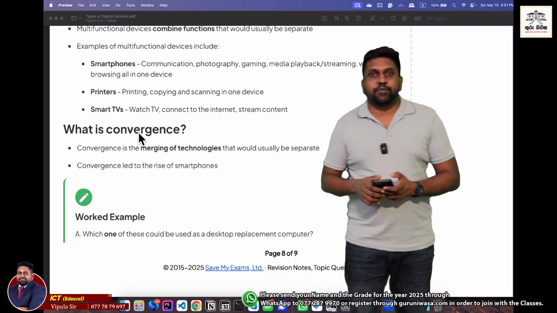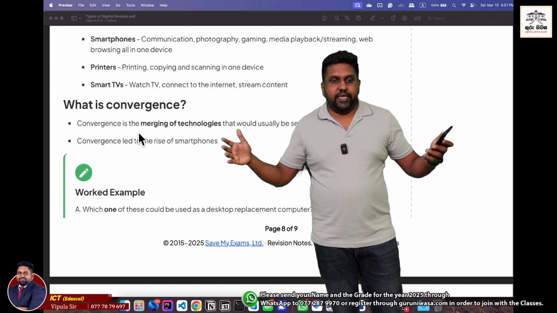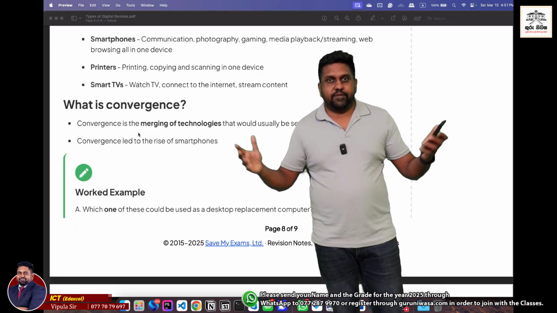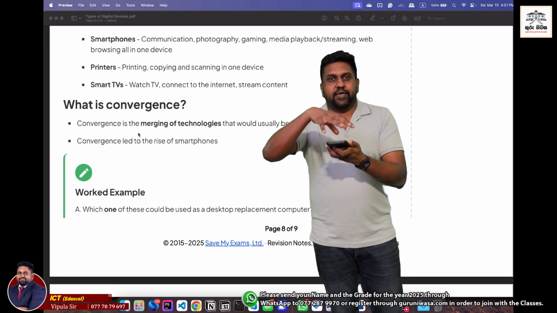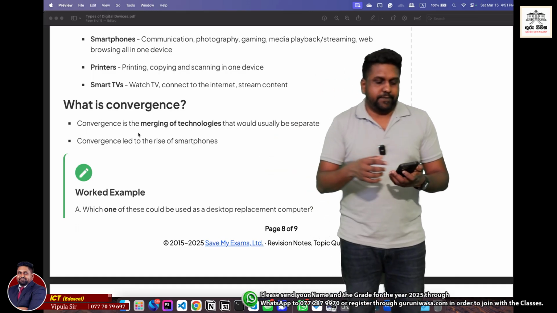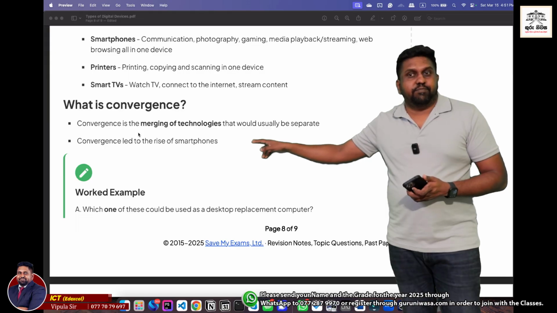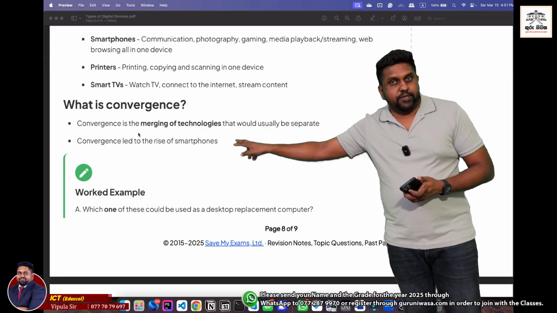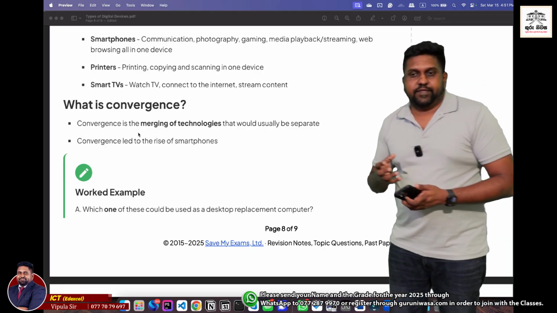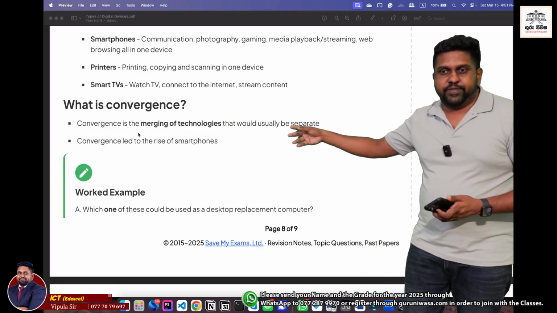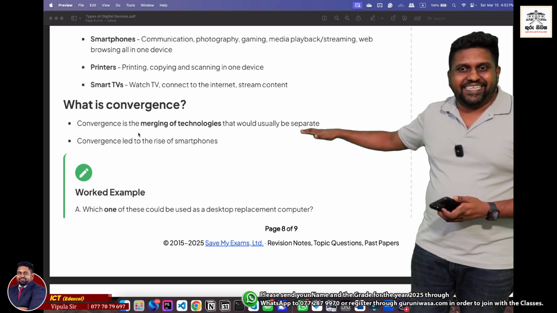Convergence means bringing together, merging into one. In this case, when we say technology convergence, that means merging multiple technologies together so that you have a single device. Remember the word: convergence is the merging of technologies that would usually be separate.